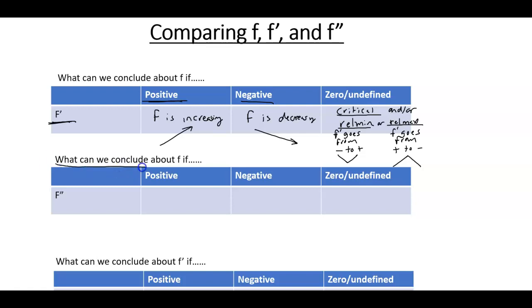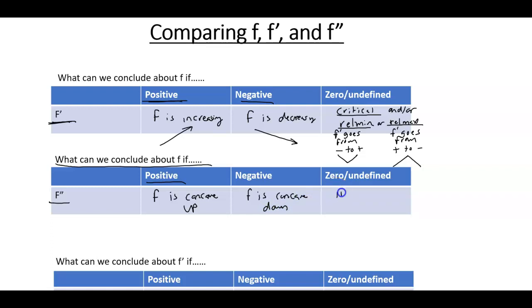What can we conclude about f if its second derivative is positive? If its second derivative is positive, that means that f is concave up. And if its second derivative is negative, that means that f is concave down.